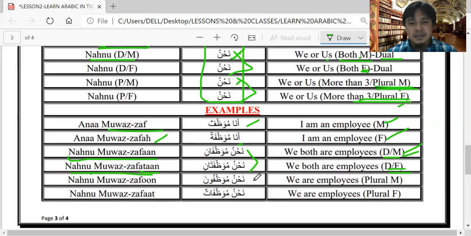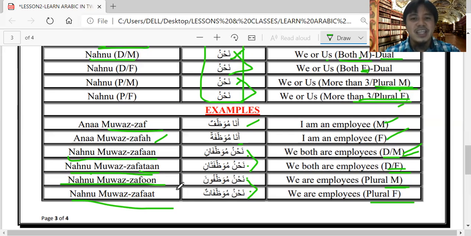And another, first person for plural male and plural female, also the personal pronoun nahnu can be used. The same as dual of first person, nahnu for dual, and plural also nahnu. So we say for male plural, نحن موظفون. And for the female, نحن موظفات.